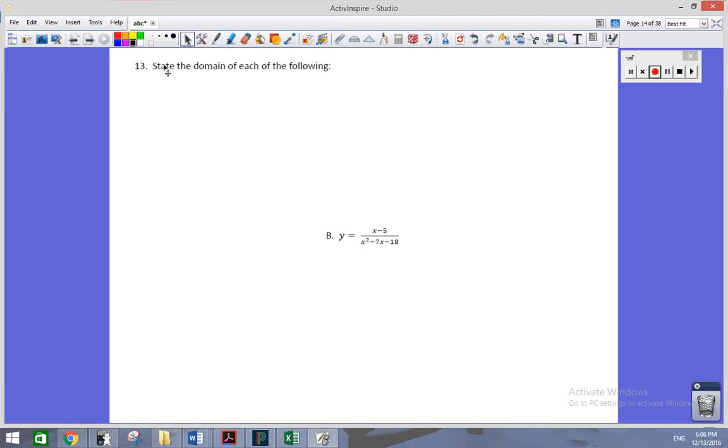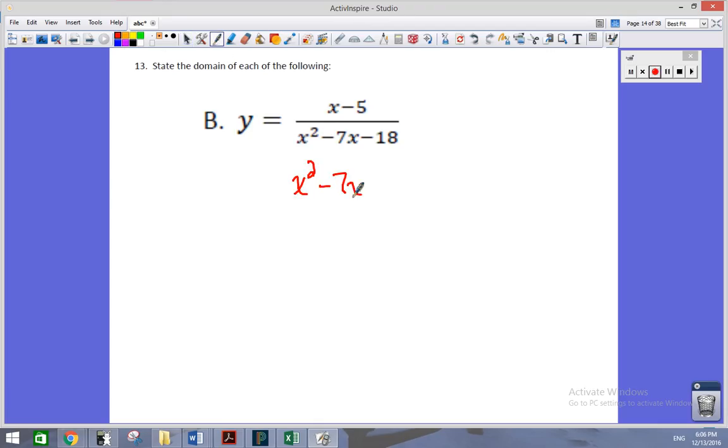So this is still problem 13, but here, if I'm given an equation and asked to find the domain, it is the set of all real numbers, excluding any values that cause division by 0 and excluding any values that cause us to take the square root of a negative number. I don't have any square roots or even roots in this problem, but I do have variables in the denominator. I'm concerned, what if there's some value of x that when you plug it into x squared minus 7x minus 18, you get 0. So let's solve this equation and then avoid those values in the domain.